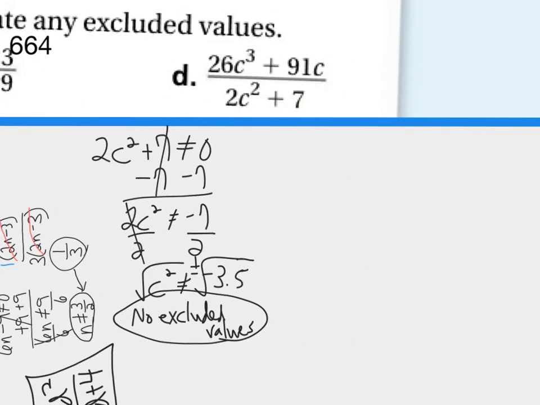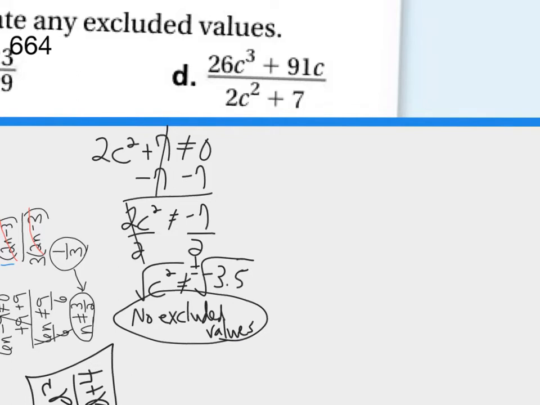So C could be equal to anything and we'd be okay, which makes sense if you think about it. There's no way our denominator could equal 0 because we have C squared, which is going to be a positive number, whether C is positive or negative. You multiply it by 2, it's going to be a positive number. You add 7, it's going to be a positive number. There's no way we can get that to equal 0.